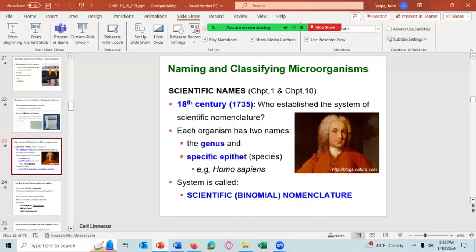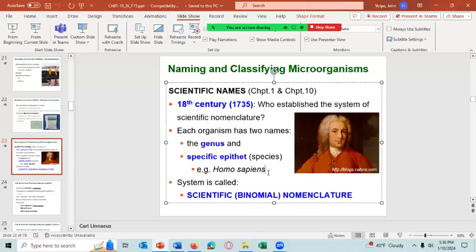Each organism has two names by the scientific naming system that Carolus Linnaeus started. And each organism has a genus name and the specific epithet name. An example would be Homo sapiens is a scientific name for humans. Homo being the genus name, sapiens being the specific epithet. It's not really the species name, because for the species, you need both the specific epithet and the genus name. Any question about any of that?